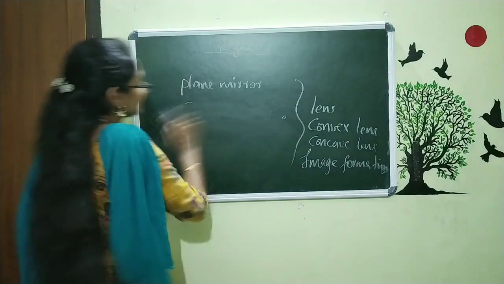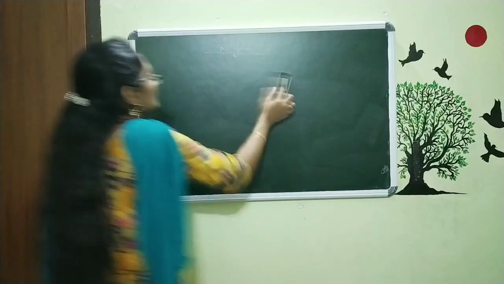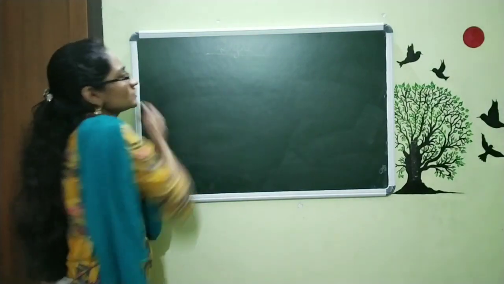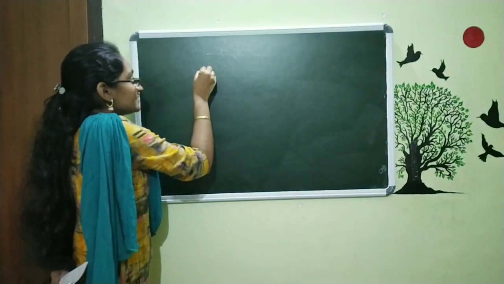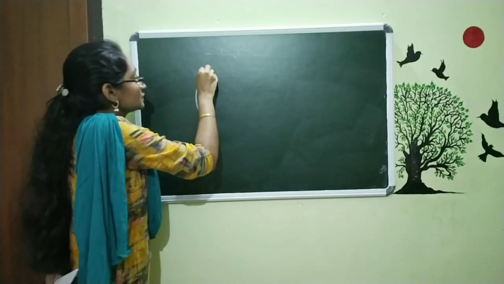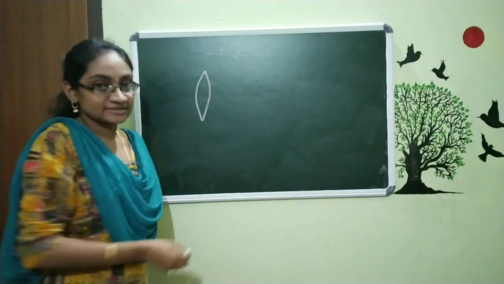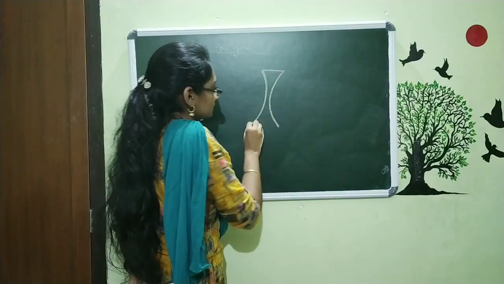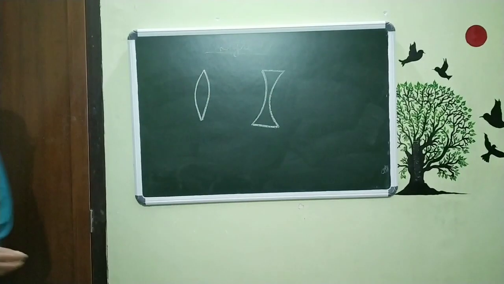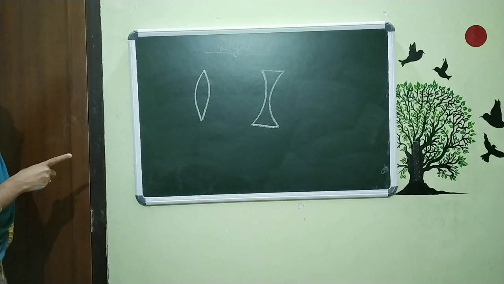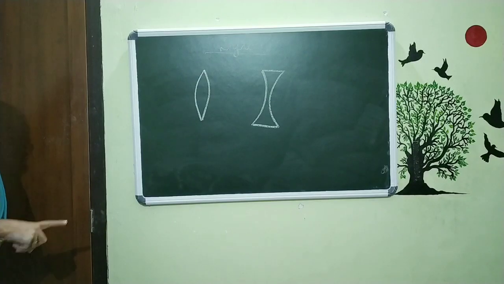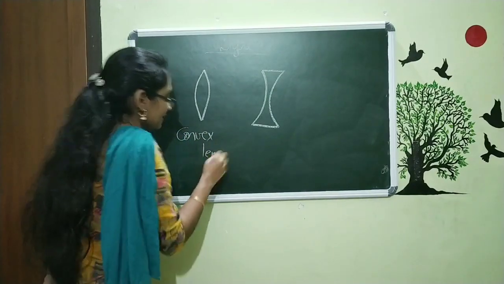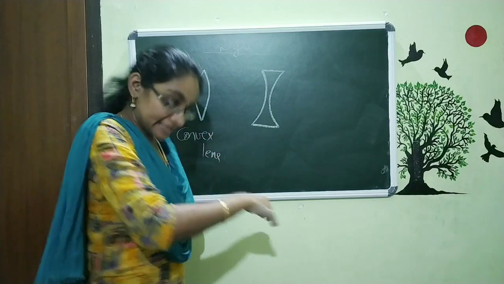Before that, we are going to refresh some of the things regarding the convex lens and concave lens. How is the diagram for the convex lens? We studied two types of lens. One is this and another is this. What is the name of the first lens? Is it convex or concave? It is convex. Convex lens, and this is concave.